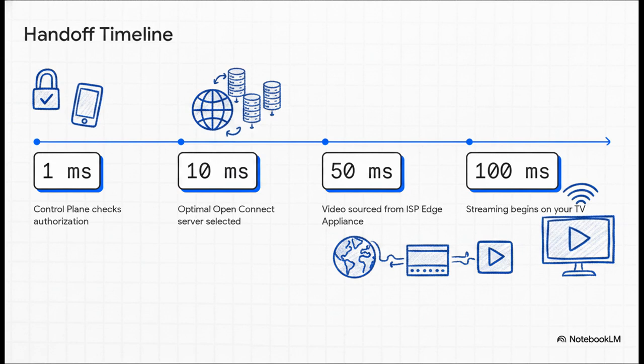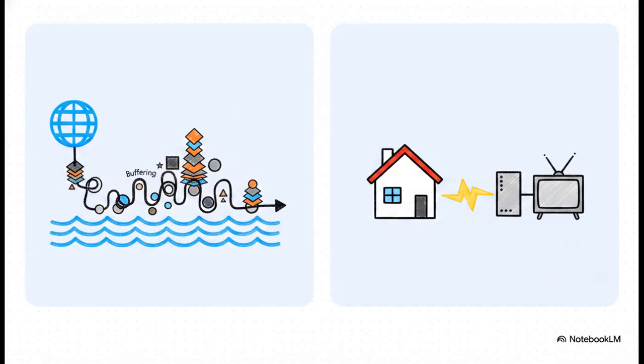And this handoff is lightning fast. Let's walk through this timeline. At millisecond 1, the control plane checks your authorization and device type. By millisecond 10, the system has already evaluated the health, load, and physical proximity of all global Open Connect servers and selected the absolute best one for you. By millisecond 50, the video is being sourced directly from a local edge appliance. And by millisecond 100, streaming has effortlessly begun on your TV. No buffering, no waiting. This custom physical infrastructure is a massive competitive advantage for them.